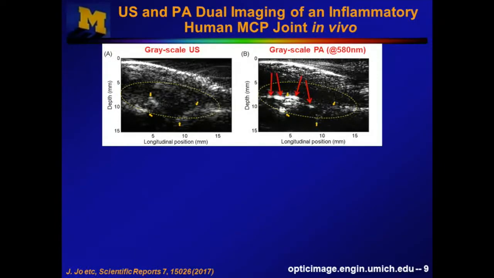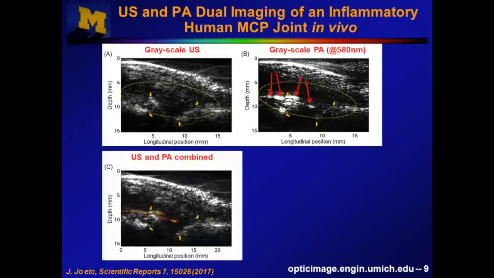However, in the photoacoustic image, we can see a lot of strong signals surrounding the joint bone. And this type of strong signals, what we call hyperemia, or in other words, enhanced blood flow due to the inflammation.